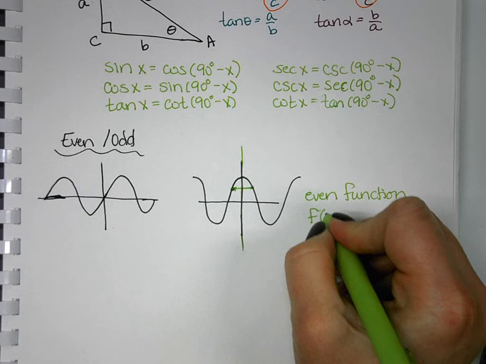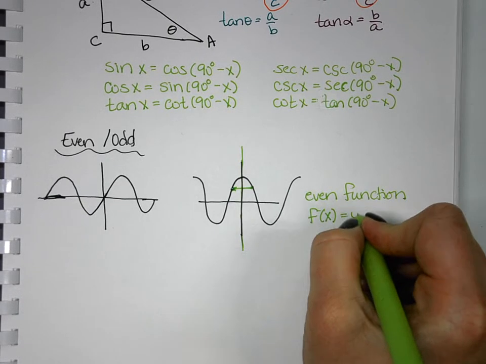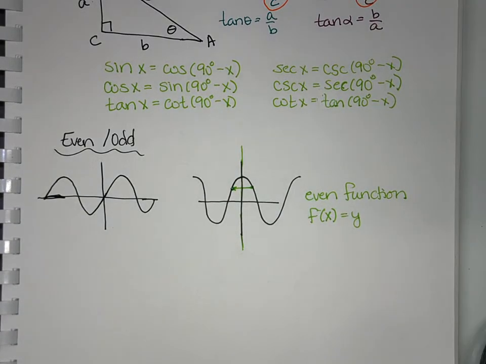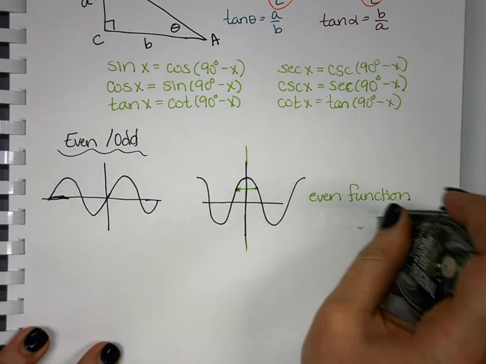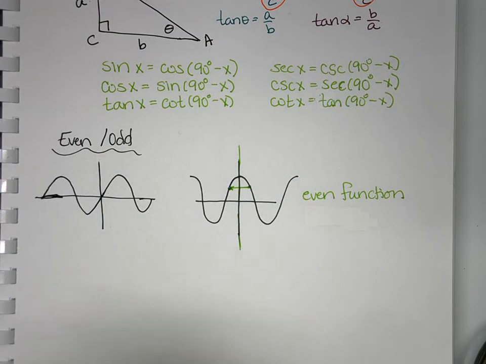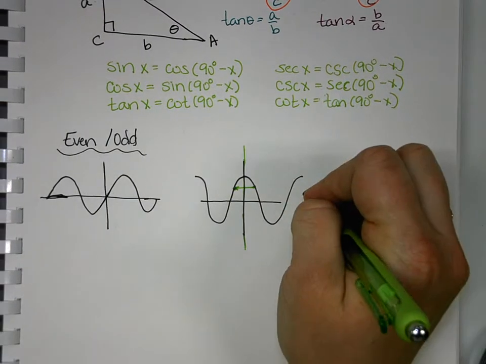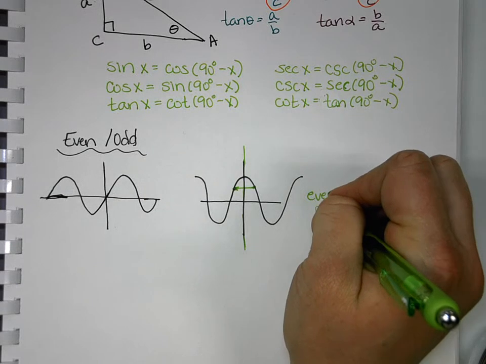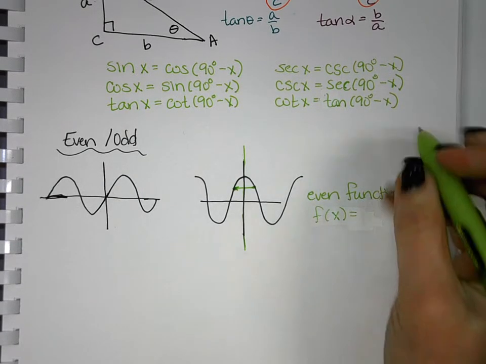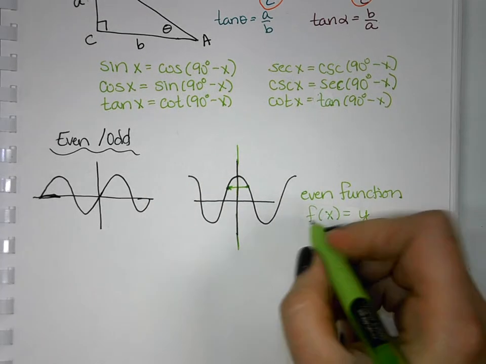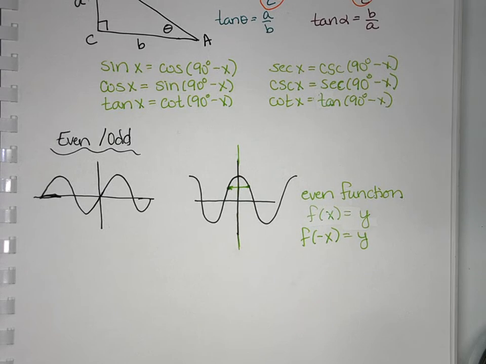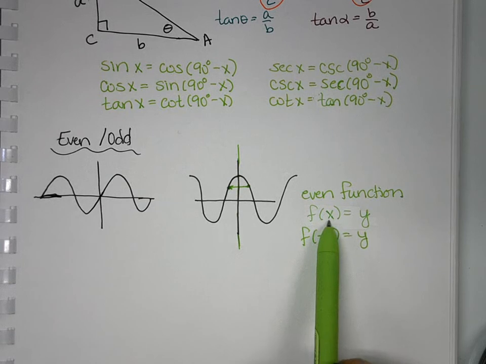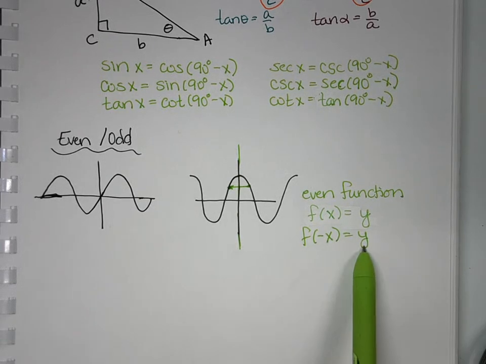Algebraically, what it means is that if you were to plug in, let's say f of x equals y, then f of the opposite of x will equal that same y. So this is what it looks like algebraically to be even: whether you plug in x or its opposite, you end up at the same y value.